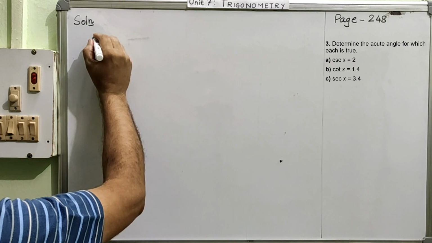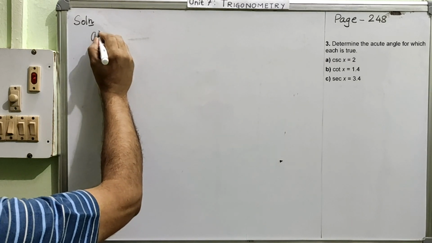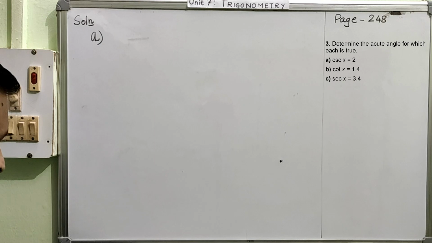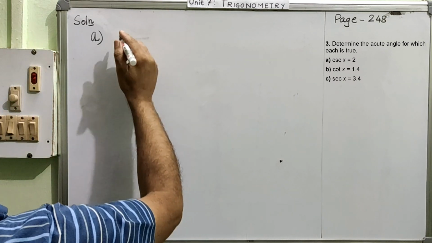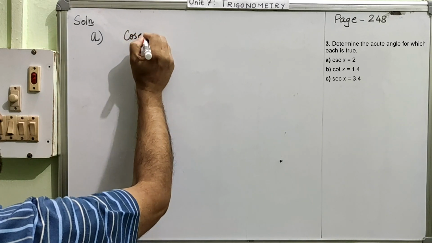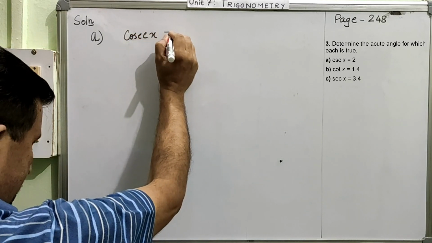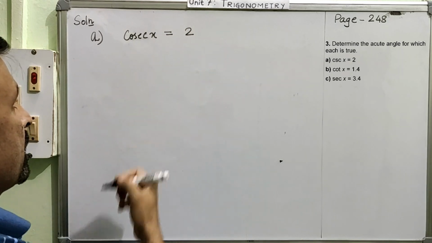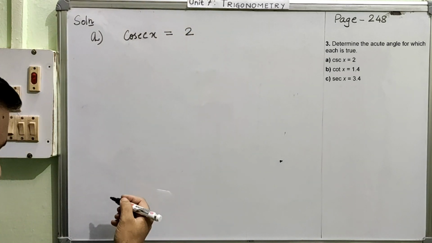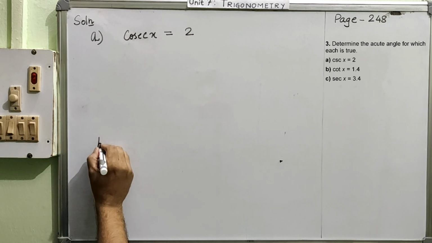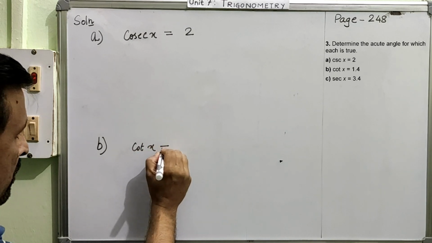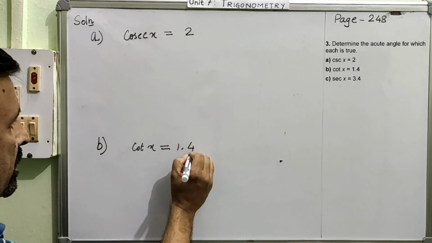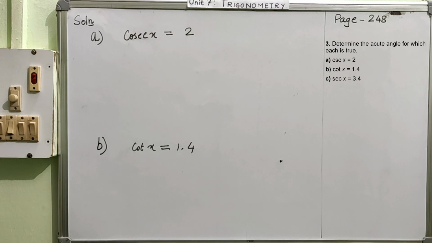First question is cosec x, value given as equal to 2. Alright. Then another, I will teach you one more question. The B is given as cot x is equal to 1.4. So I will just calculate for these two. We are asked to calculate the angle.